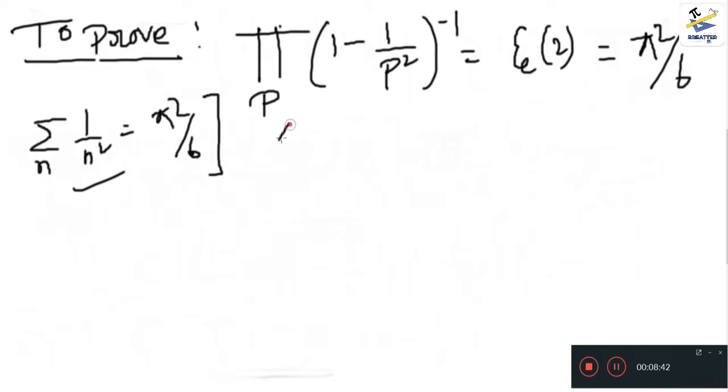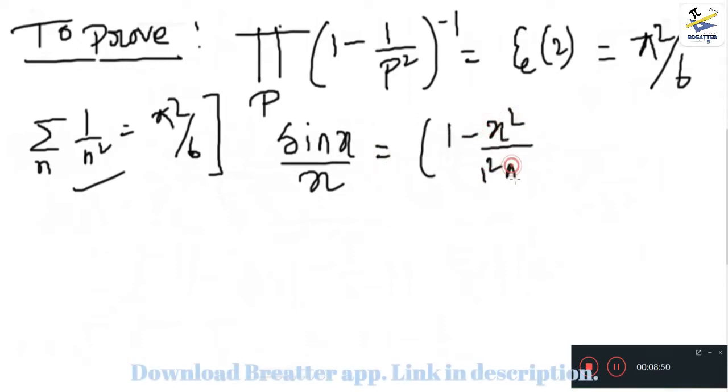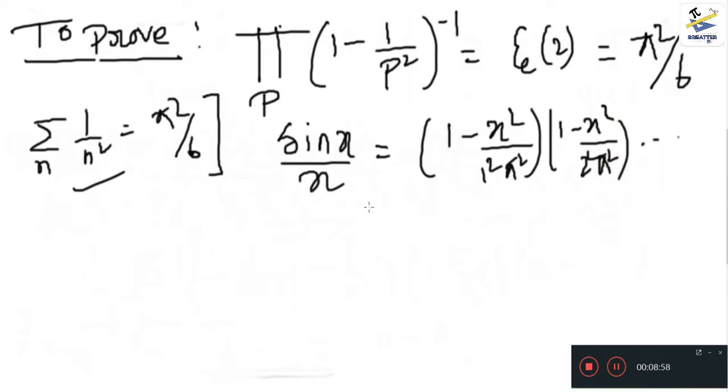That's again an easy part, because we know sin x upon x is equal to, you know what, 1 minus x square by 1 square pi square, into 1 minus x square by 2 square pi square, and all that. This is called the Hadamard factorization of sin x upon x. This is also an easy thing to prove, and you can do it by calculating the zeros and studying different patterns of the Hadamard factorization and stuff. Okay. Now in this one, we can safely write sin x is equal to x times the product.